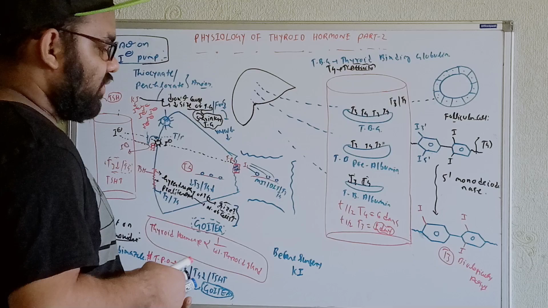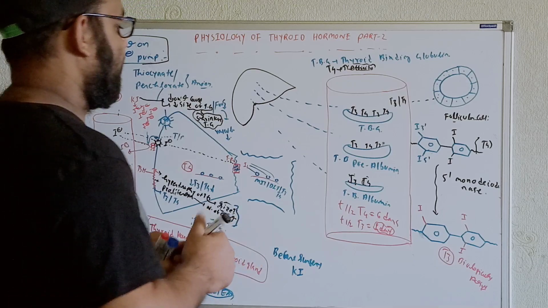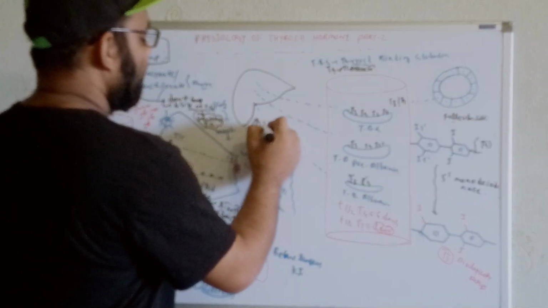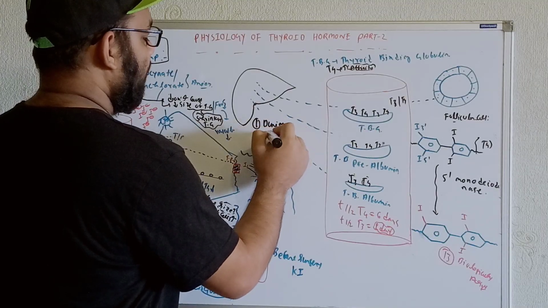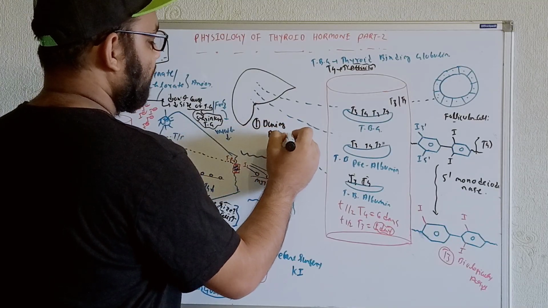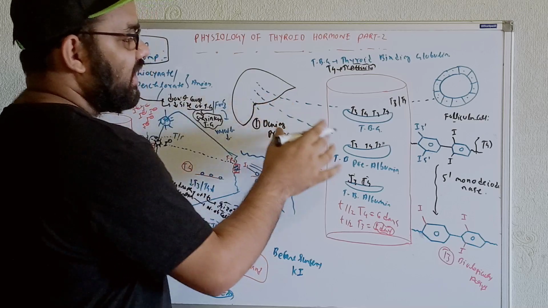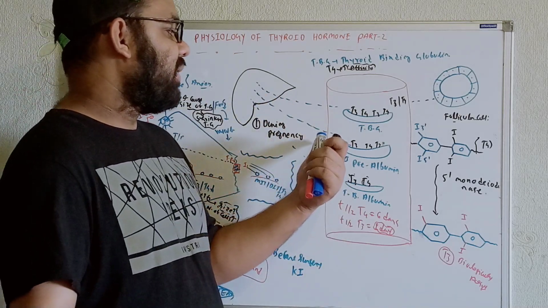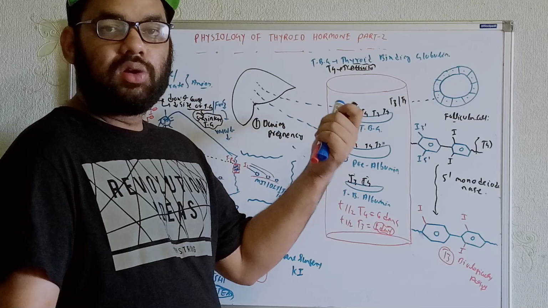Then I think it will be easier for you. Let's try to write it over here. So during pregnancy, what will we get over here? During pregnancy, the liver will secrete more amount of the thyroid binding globulin protein.